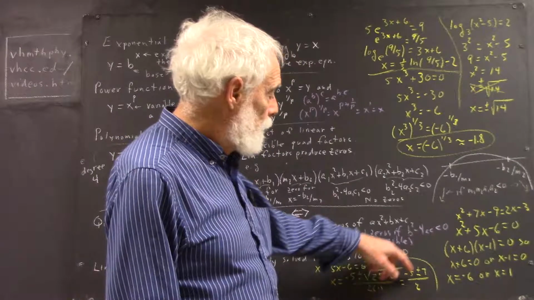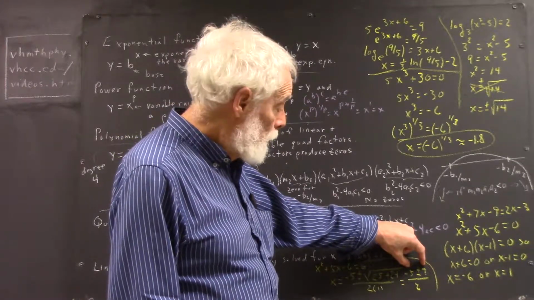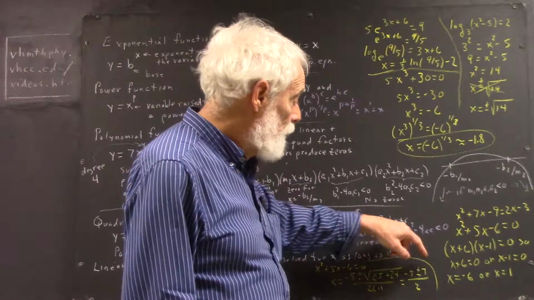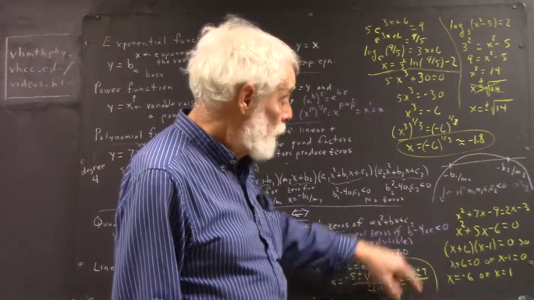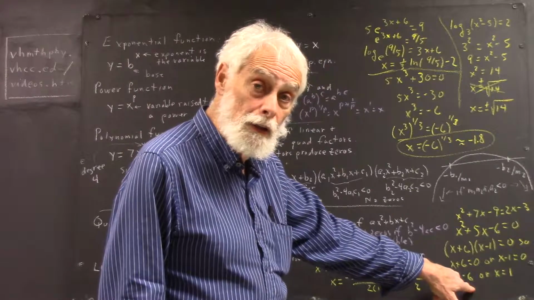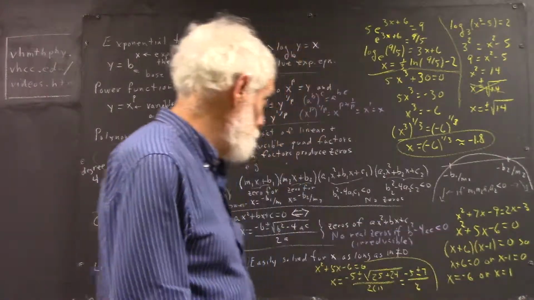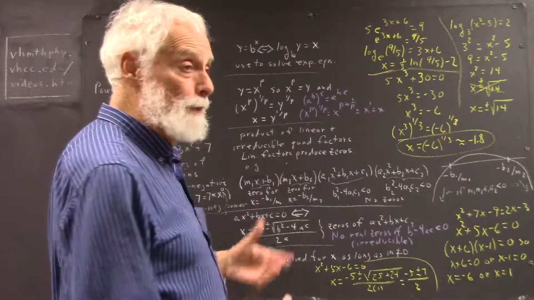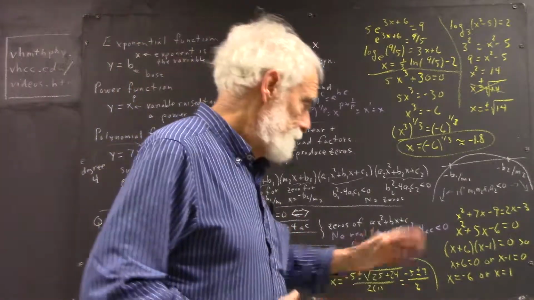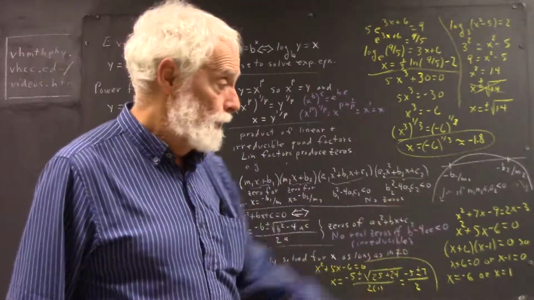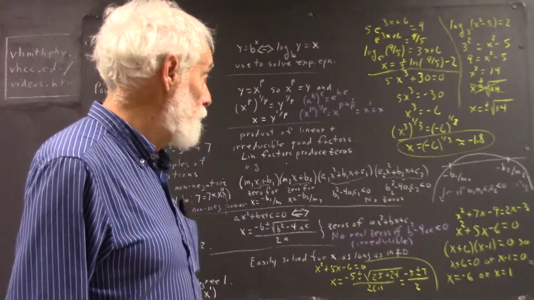Well, negative 5 plus 7 is 2. You divide that by 2, and you get 1. Negative 5 minus 7 is negative 12. You divide that by 2, you get negative 6. So the quadratic formula gives you exactly the same thing factoring would. And of course, it has to be that way. Matter of fact, the quadratic formula is easily shown to be totally consistent with factoring.